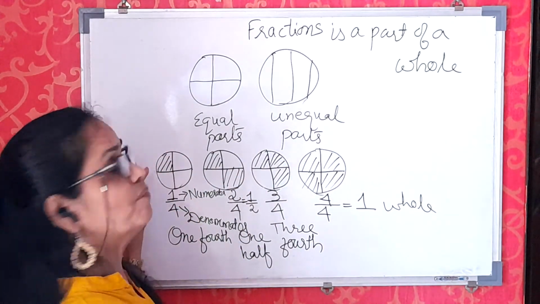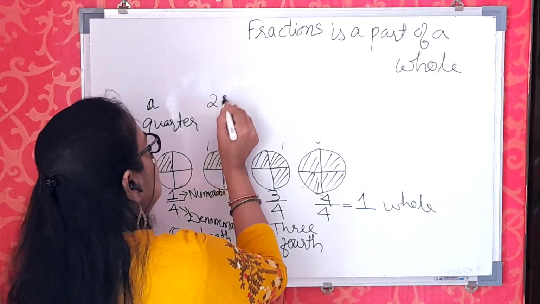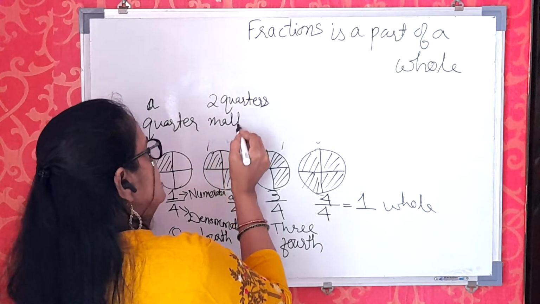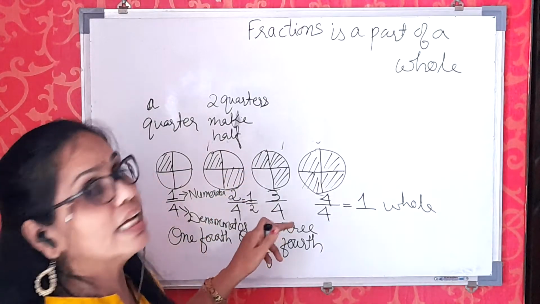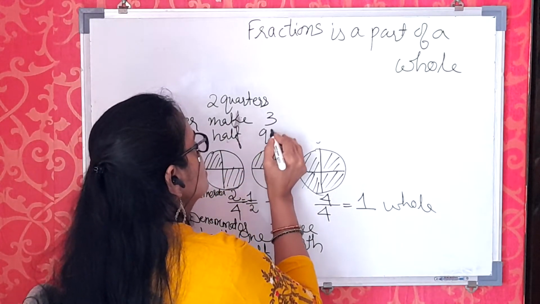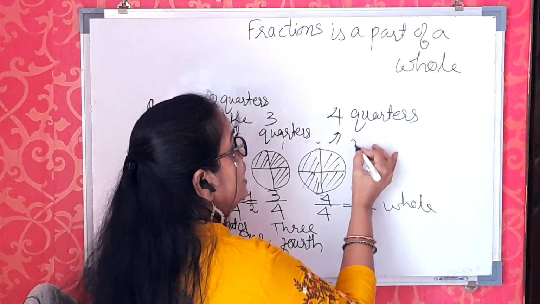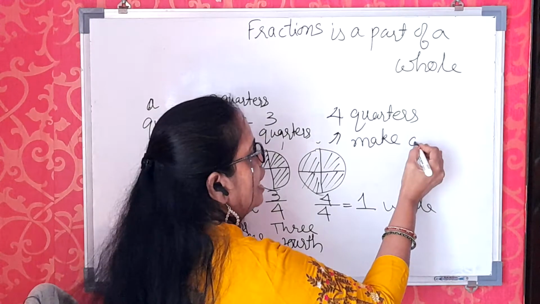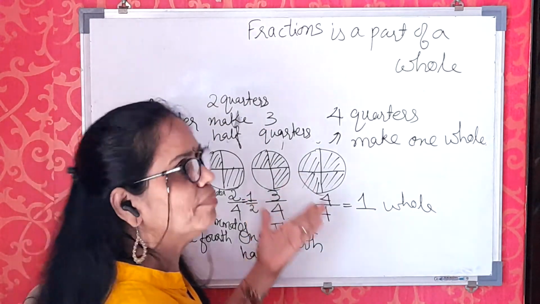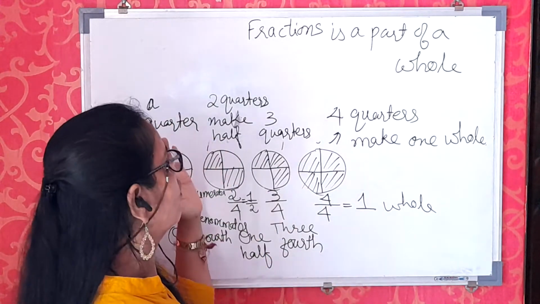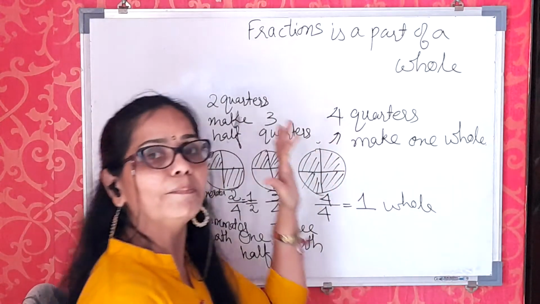Now 1/4 means 1 quarter. 2/4, that is 1/2, means 2 quarters make half. Then 3/4 means 3 quarters. Here it is 4 quarters, make 1 whole. Right? So this way you should know. This might be asked in your school mental maths, filling the blanks. So for your knowledge, I am just informing you about this. This is the basic thing.